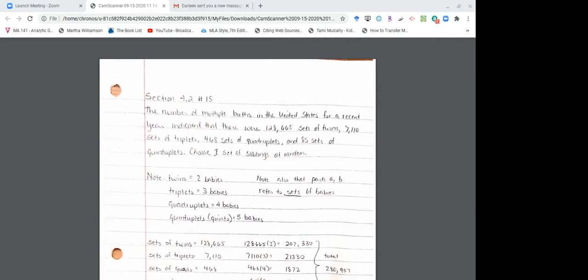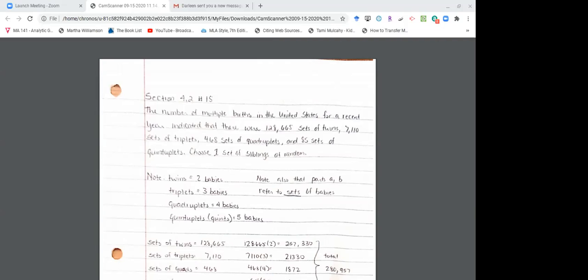So this is an actual homework problem, and it reads, the number of multiple births in the United States for a recent year indicated that there were 128,665 sets of twins, 7,110 sets of triplets, 468 sets of quadruplets, and 85 sets of quintuplets. Choose one set of siblings at random.